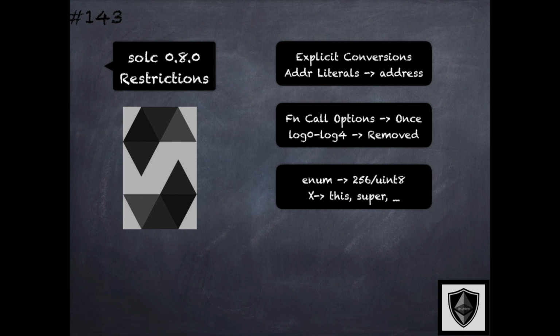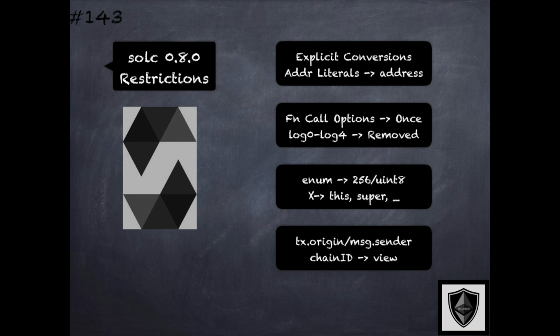Enum definitions now cannot contain more than 256 members. This makes it safer because the underlying type is always uint8, so 8 bits. That allows only 256 members to be represented by that type. Declarations with name this, super, and underscore are disallowed.